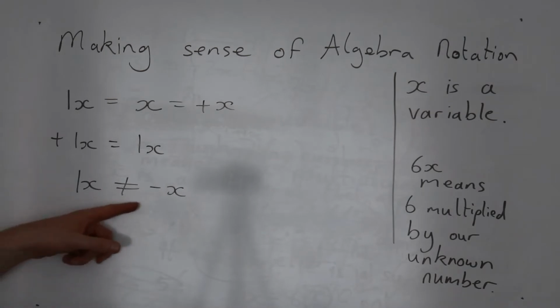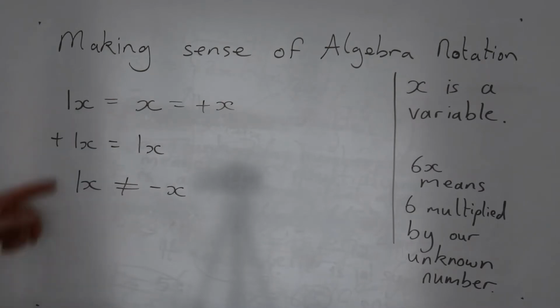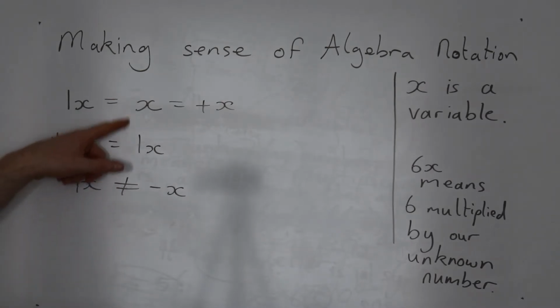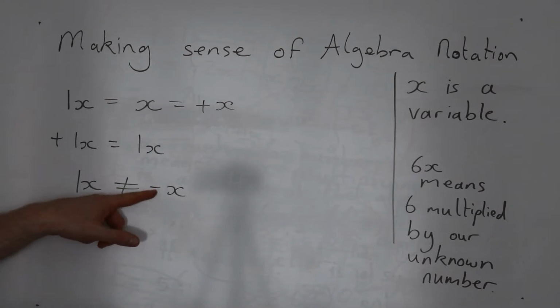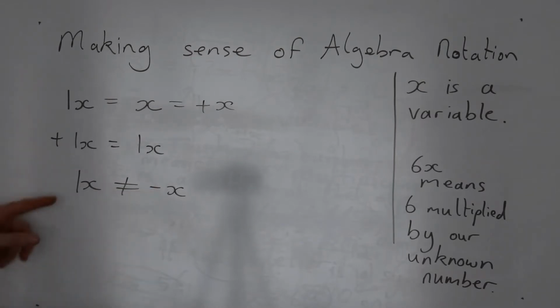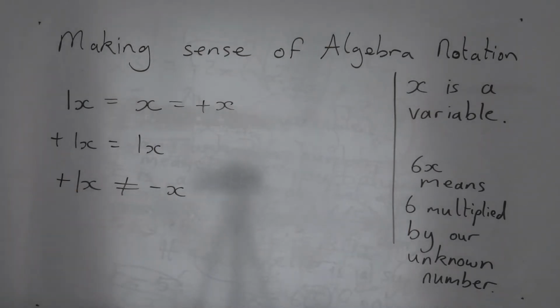One x is not the same as minus x. So 1x is the same as x because they're both positive. There's an invisible plus. Here we show it. But if we can see a sign, well, we can see that that's negative. That's clearly not equal to our 1x. The 1x has an invisible plus that we've just shown.